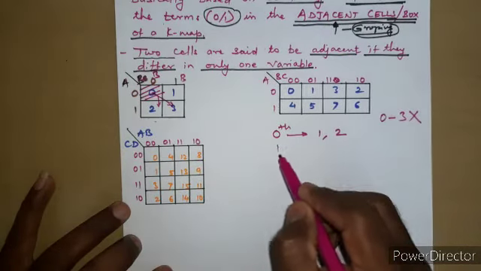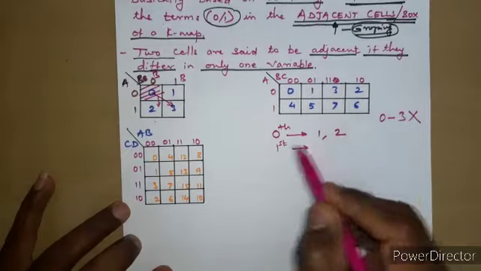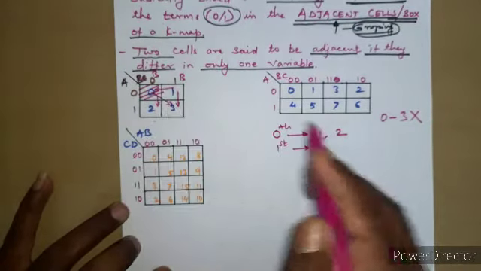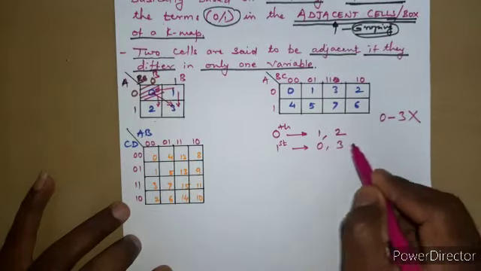Then if you consider the first cell, then to the first cell this 3 and this 0 are adjacent.